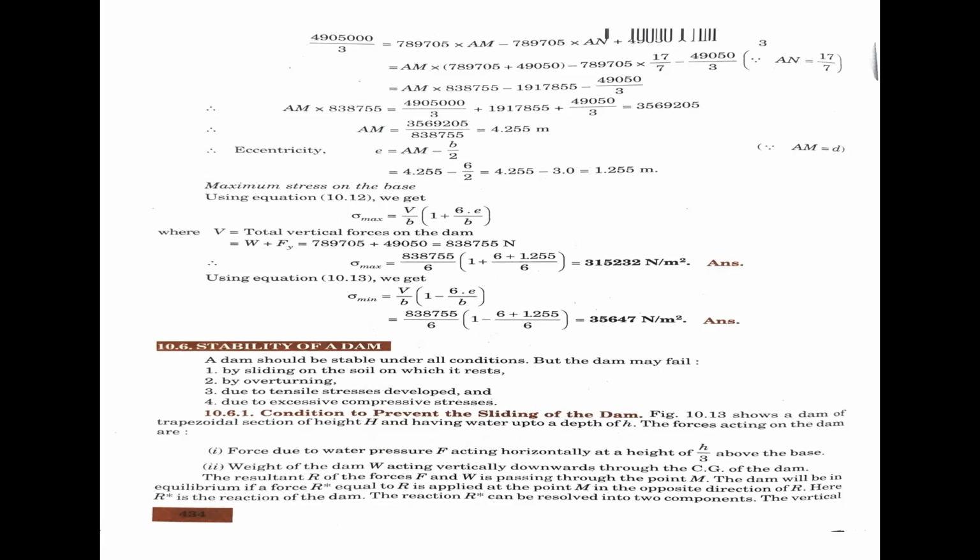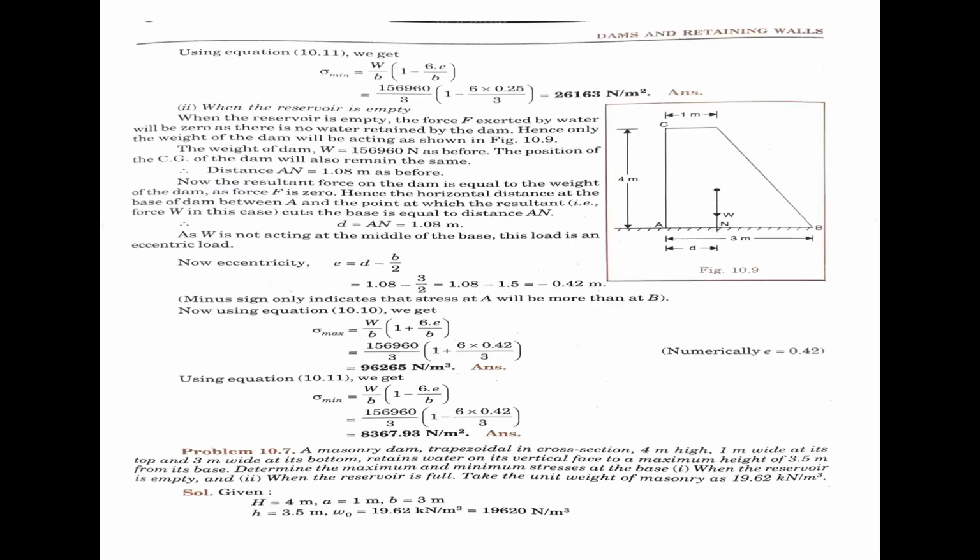Now, the first one is by sliding on the soil on which it rests, then by overturning due to tensile stresses, and the fourth one due to excessive compressive stresses. Now, we discuss the four types of failure of the dams. For the first condition, you have to take care of the condition to prevent the sliding of the dam. How to prevent sliding of the dam? Now see the diagram shown in figure 10.13.